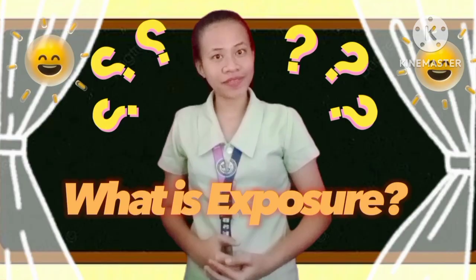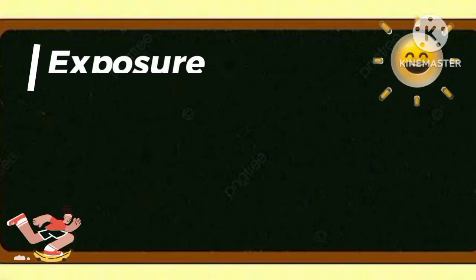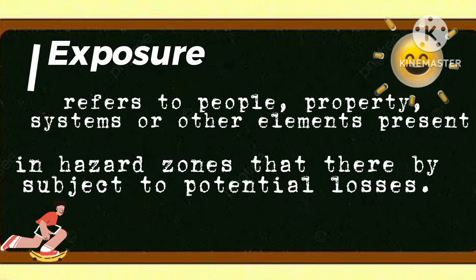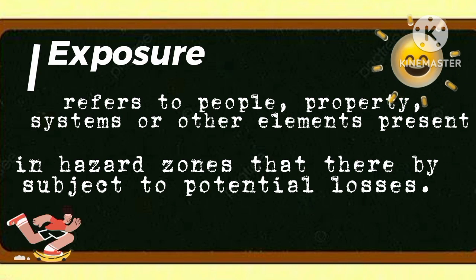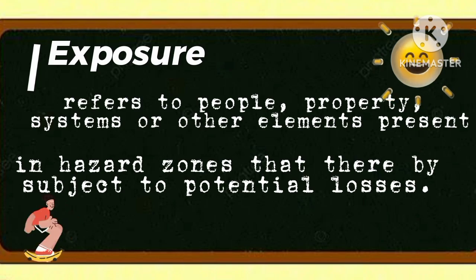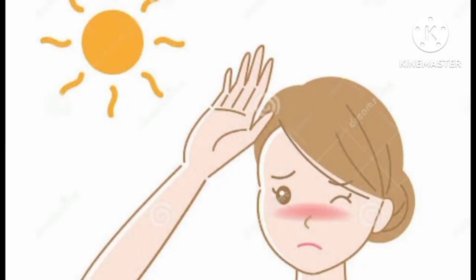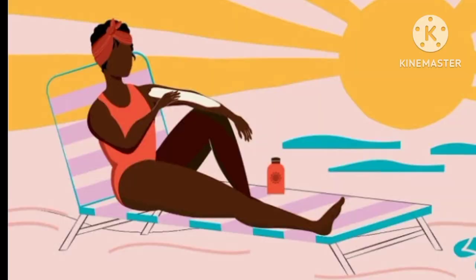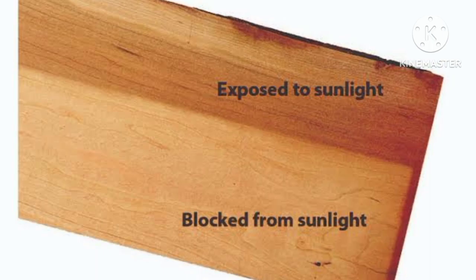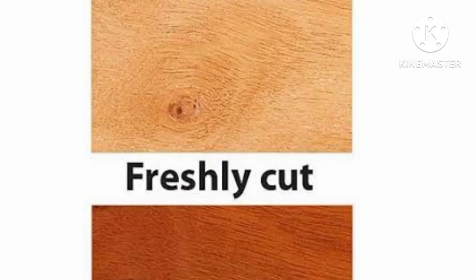What is exposure? Exposure is another component of disaster risk and refers to people, property, systems, or other elements present in hazard zones that are thereby subject to potential losses. If you place someone or something in an environment that causes them to experience something, you can call this exposure. Exposure to sun and rain will cause wood to turn gray. The three variables that make up exposure are sensitivity, shutter speed, and aperture.